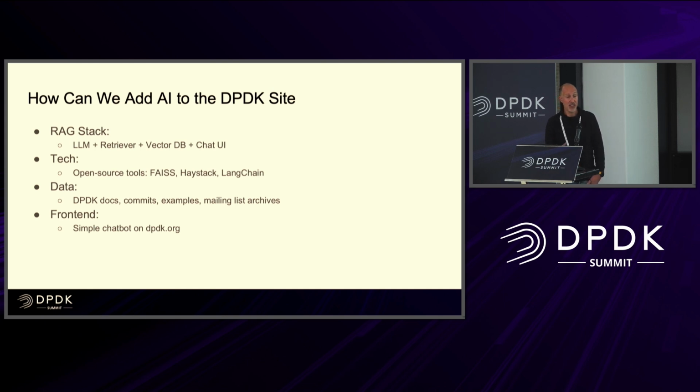We need the technology, which is basically open source tools from FISys, that is vector comparison, Haystack and LangChain, which are frameworks that encapsulate everything I described about getting the request from the user, sending it to the database, sending it to the LLM, and returning the response. So it's open frameworks that are doing this. The data: we need docs, commits, examples, mailing list archive, everything that we can think of, and we have it already. And the last thing, specifically for this feature, the simple chatbot on dpdk.org.